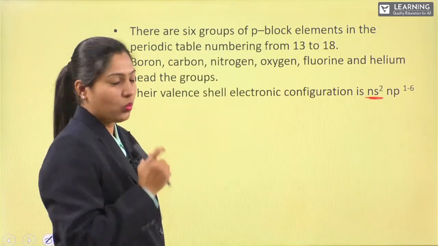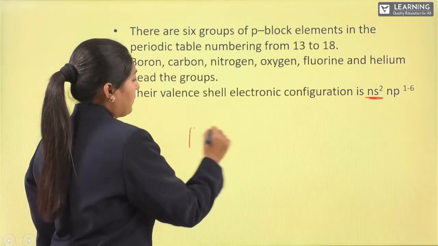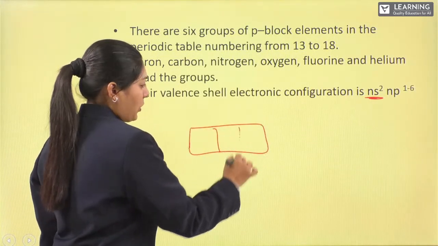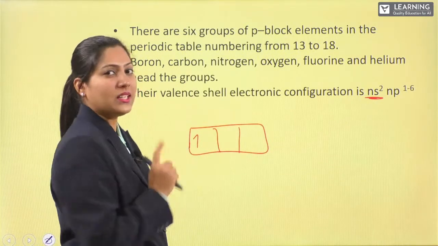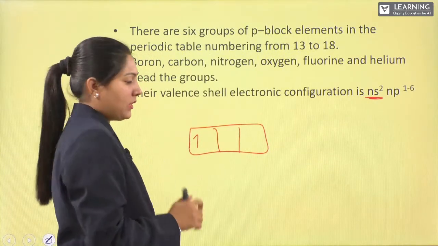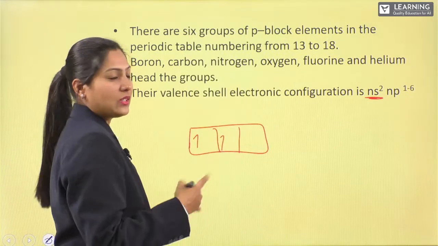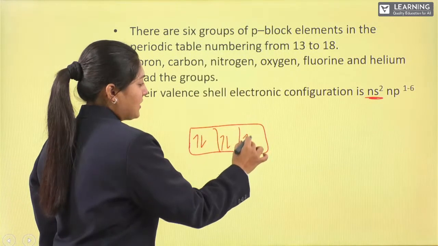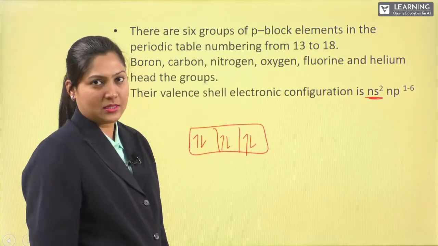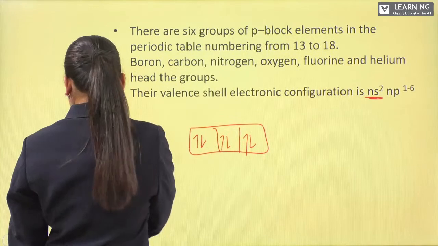1 to 6 means the p orbital will be having 3 suborbitals. If 1 electron is entering into the p orbital, it will go to the 13th group. If it is having 2, it goes to 14. This will be 15, 16, 17 and 18 respectively. Got it?